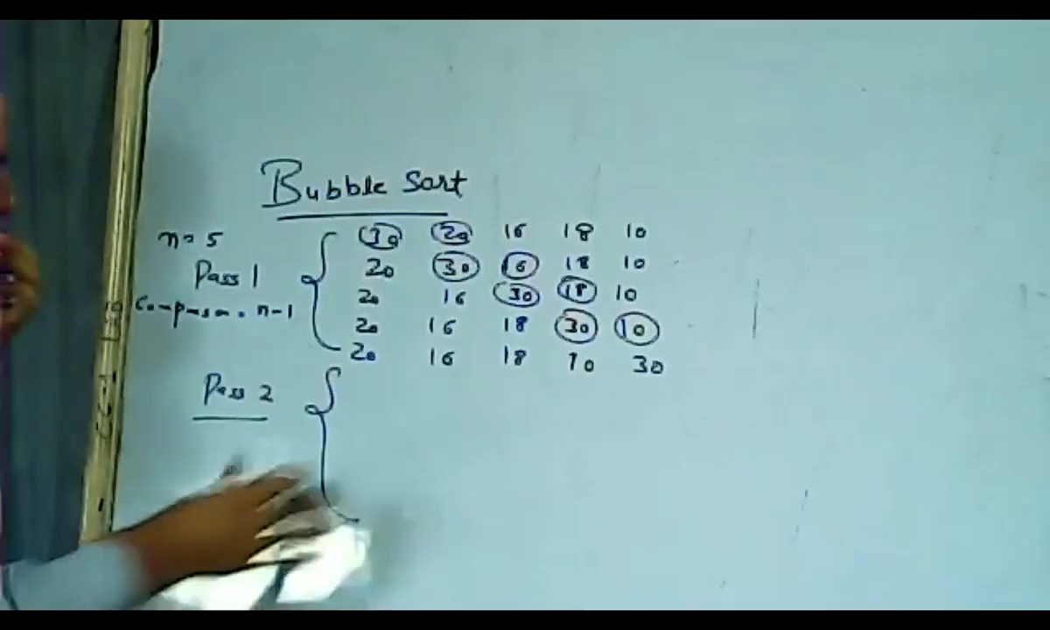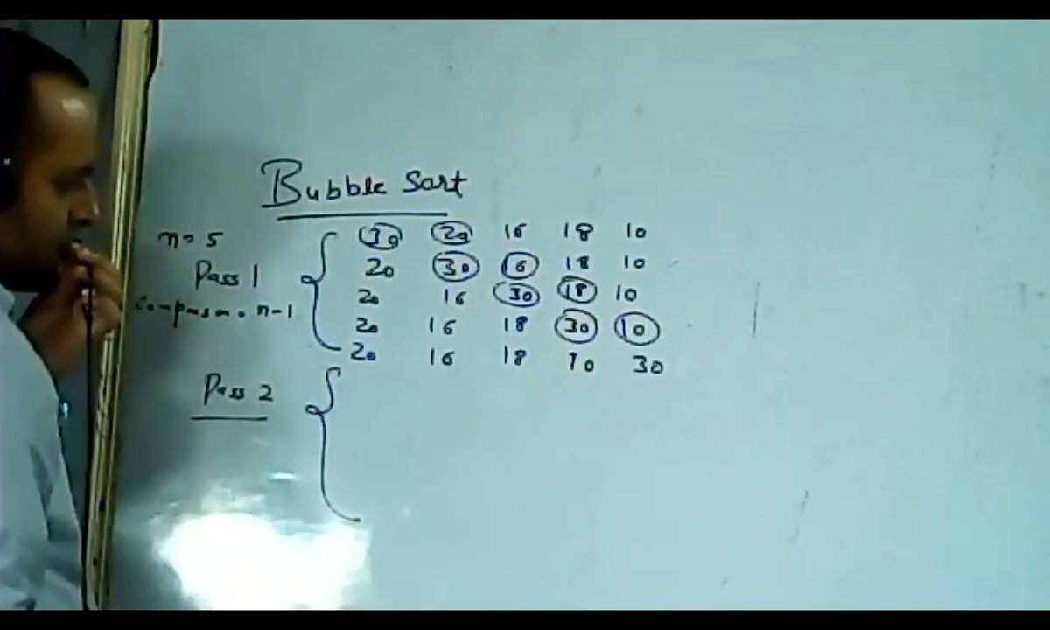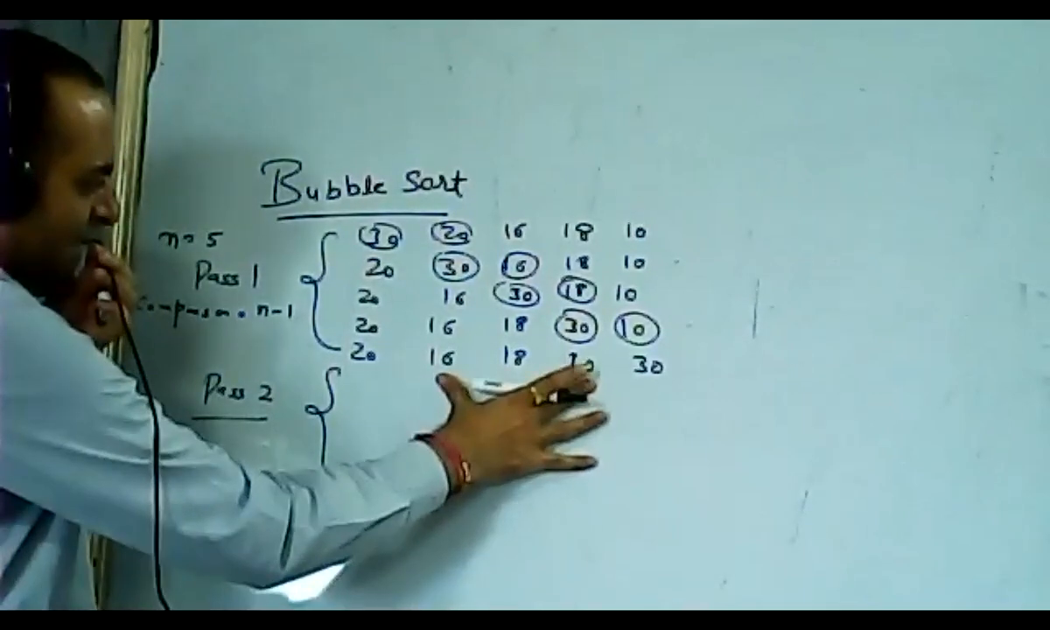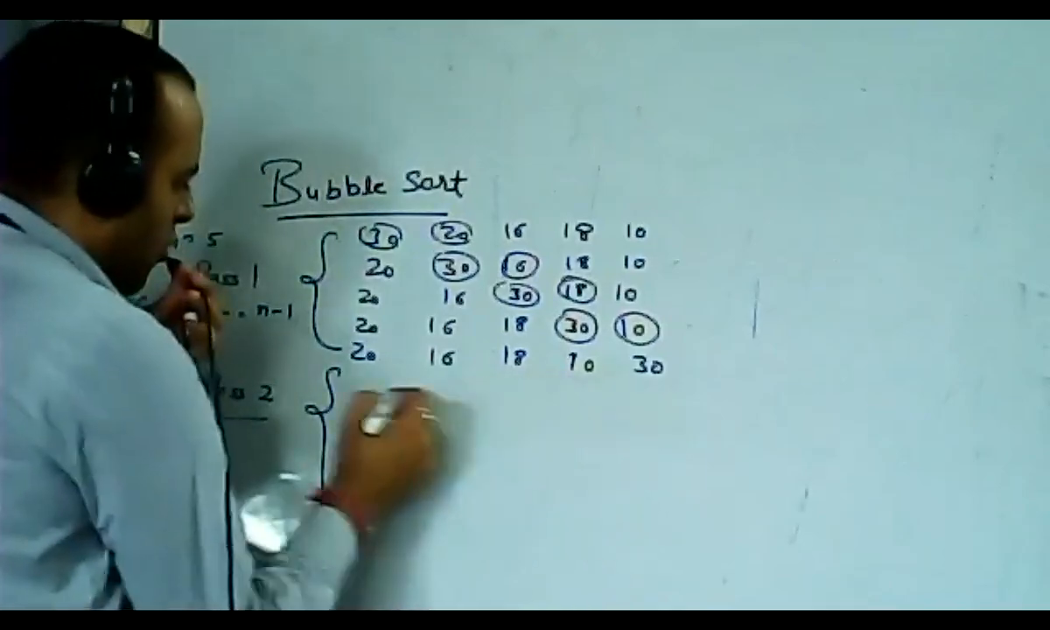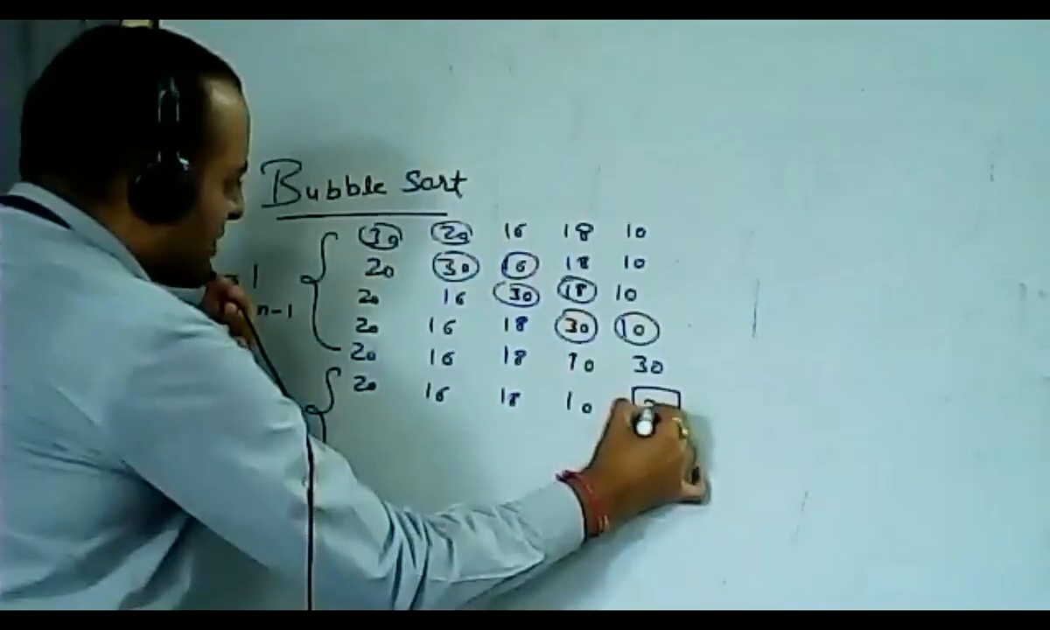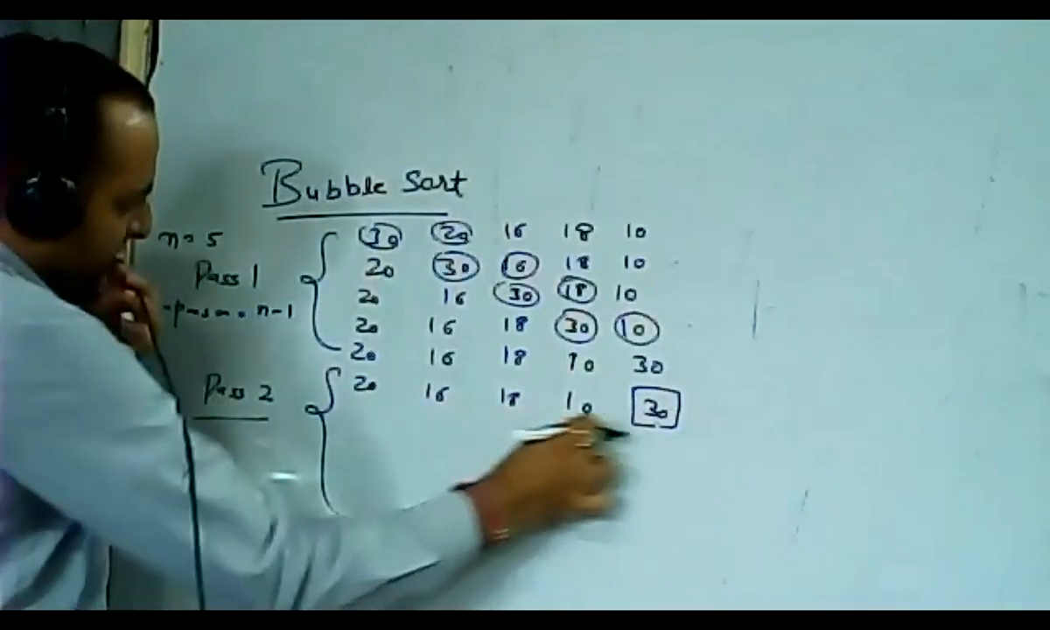Now you see the output of pass 1. Will all these elements go to pass 2? No, except 30. 30 has been already sorted. So only these elements will go into comparison.